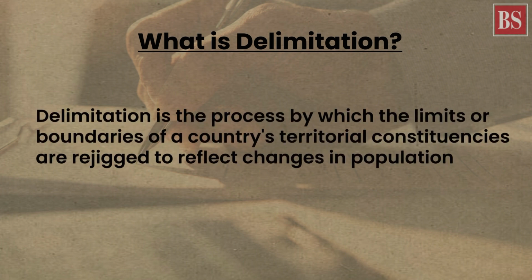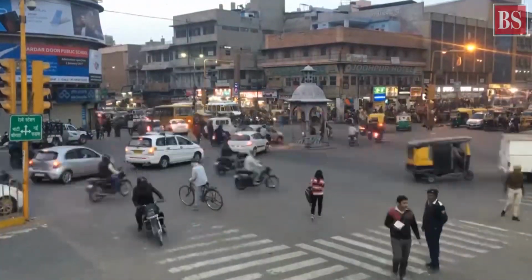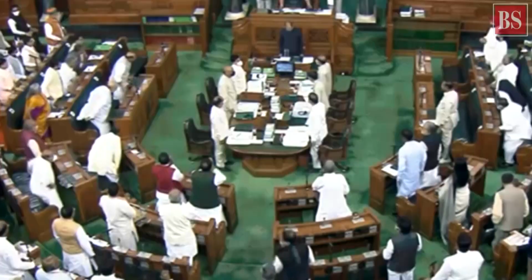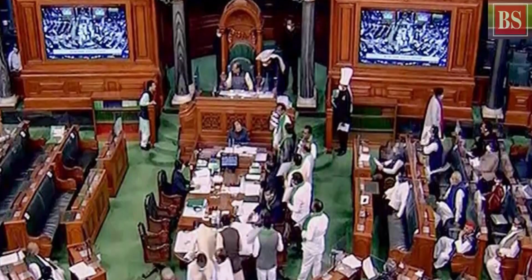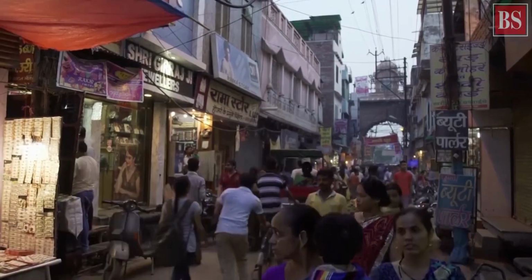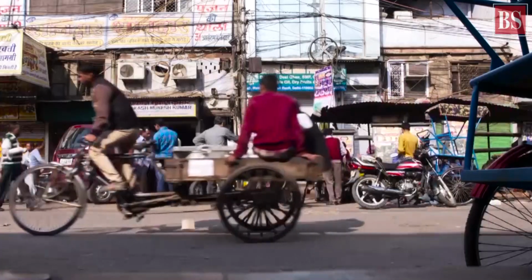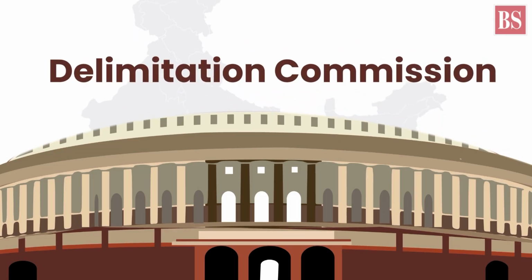Delimitation is the process by which the limits or boundaries of a country's territorial constituencies are rejigged to reflect changes in population. The redrawing of these boundaries is based on the recent census. In India, the number of Lok Sabha seats allocated to different states, along with the total number of seats in a state's legislative assembly, can change as a result of a delimitation exercise. And the body tasked with carrying out the exercise is called Delimitation Commission or Boundary Commission.